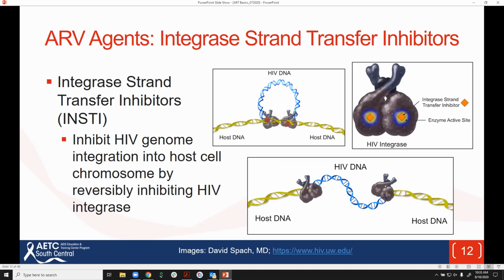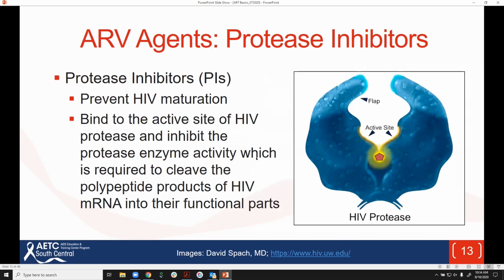And so here I have an example of the integrase strand transfer inhibitor. What's supposed to happen is the HIV DNA uses this enzyme integrase and then clips the host DNA and stuffs itself right in there, but the integrase strand transfer inhibitor blocks that enzyme so it won't work. Here, the protease inhibitor, again, will fit into that site of the protease and prevent it from working.